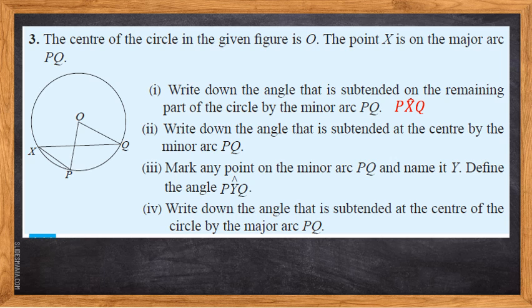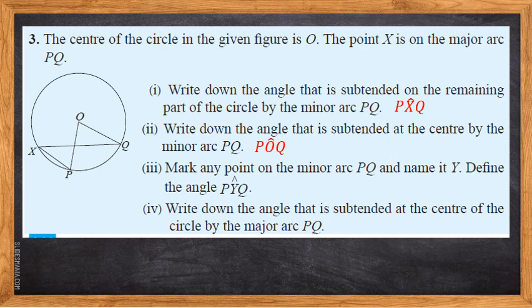Right. Then second part, write down the angle that is subtended at the center by the minor arc PQ. Again, the minor arc is this PQ part of the circle. Then center is O. Therefore, the angle subtended on the center would be POQ.